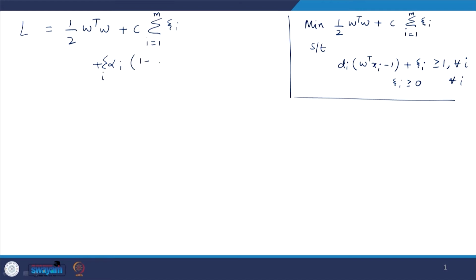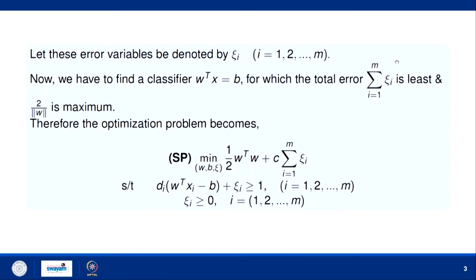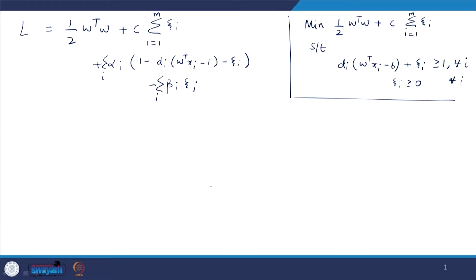It is 1 minus di W transpose xi minus 1 minus xi I, and it is minus beta I xi I. It must be a sum over I. So, now we can write it as di W transpose xi, it is minus b. As we have seen here, it is minus b, so minus b will come here. Now, this is the Lagrange of this problem.